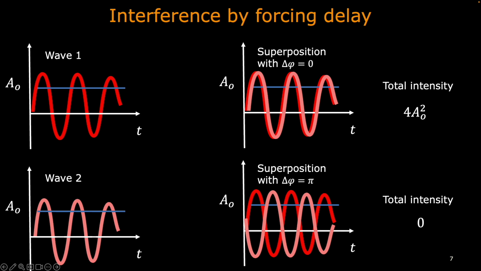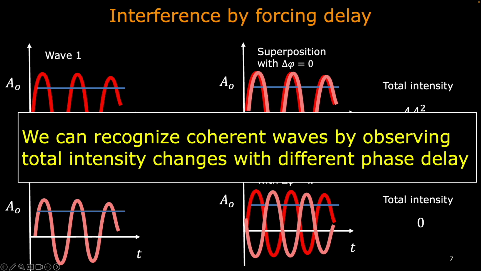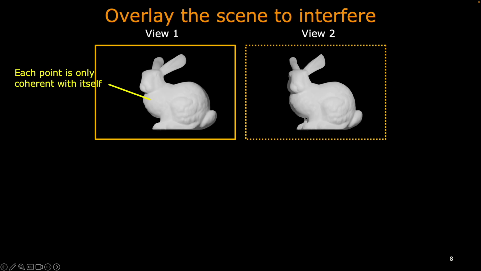To be precise, when we force different delays between two identical wavefronts, they can constructively or destructively interfere and thus have different total intensities. In short, we can recognize coherent waves by observing total intensity changes with different phase delays. We can use coherence to find point correspondence between two views.